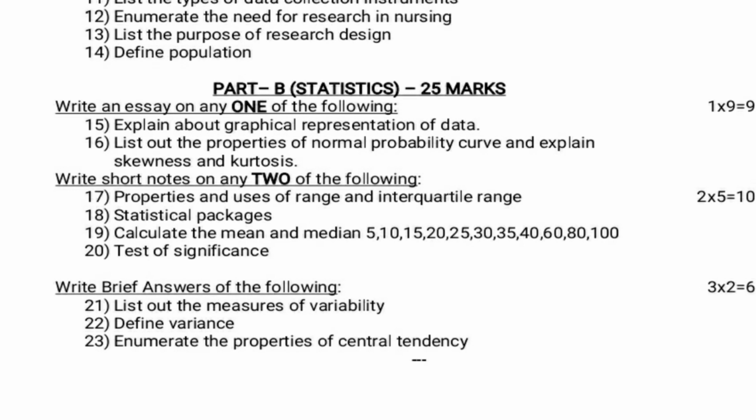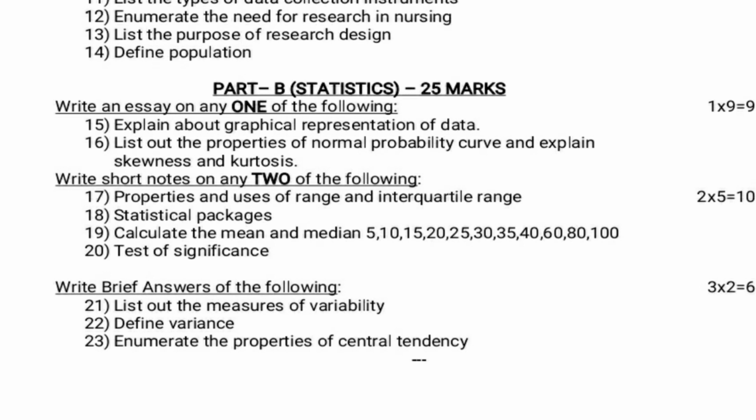Next, short notes on any two of the following. Here the 17th question, properties and uses of range and interquartile range. 18th question, statistical packages. 19th question, calculate the mean and median: 5, 10, 15, 20, 25, 30, 35, 40, 60, 80, 100. 20th question, test of significance. Out of these 4 questions, answer any 2.